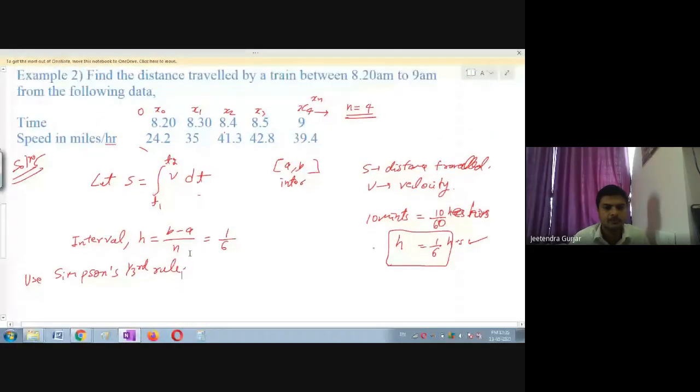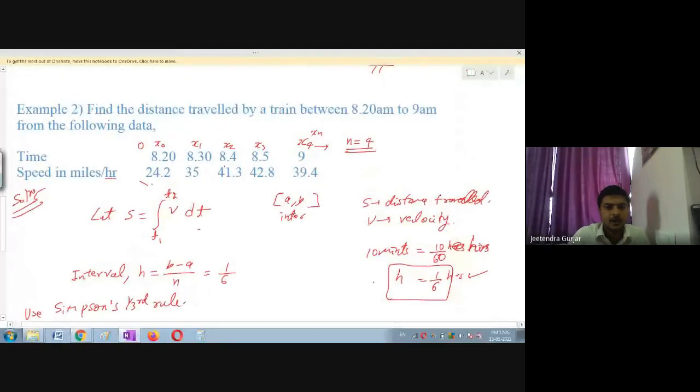So please remember now, these values are not y0, y1, y2, y3, because they are speeds in miles per hour. Therefore, I will take these as velocity v0, v1, v2, v3, and v4, students.